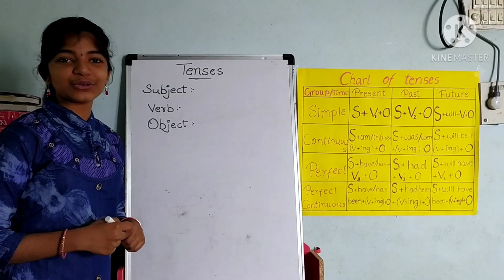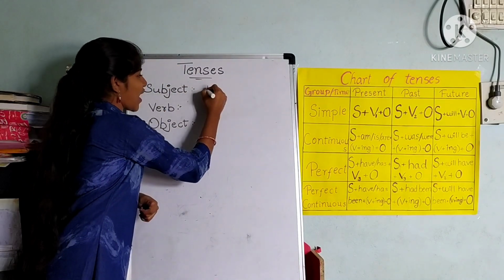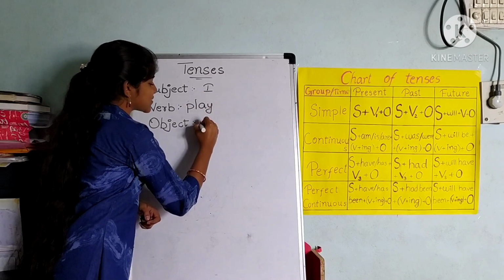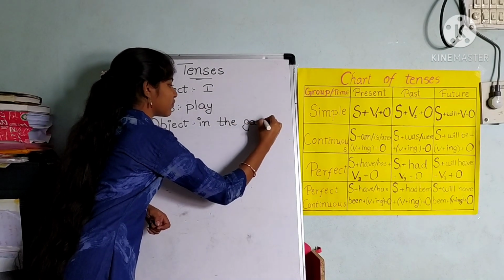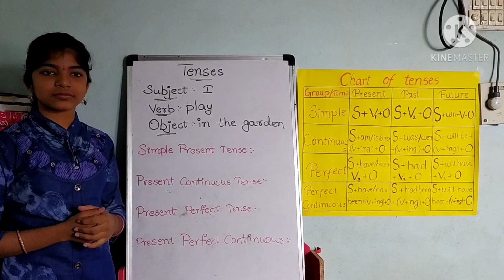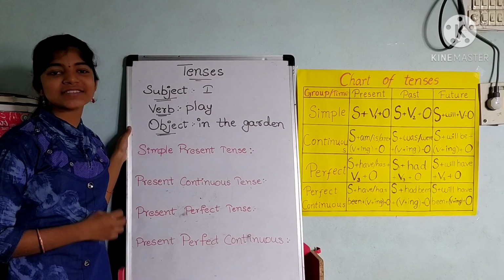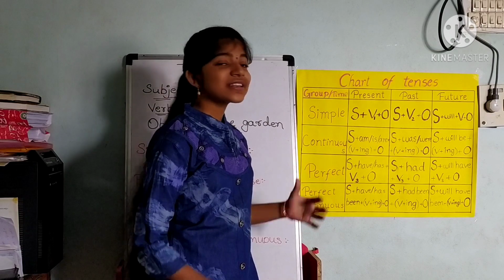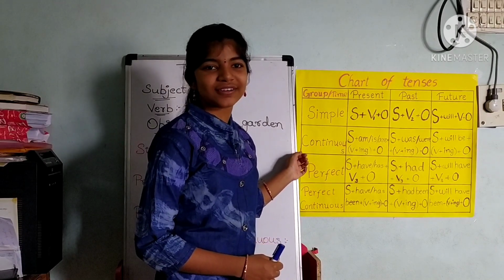Now I am going to take a subject, verb and an object. Subject as I, verb as play, and object as in the garden. Now I am going to make sentences with these three basic tenses with four aspects. Here we have some formulas to write the sentences. If you need, you can take a screenshot.